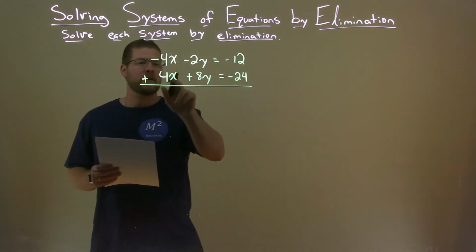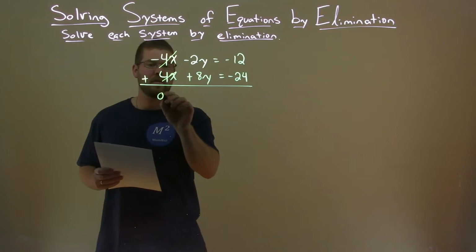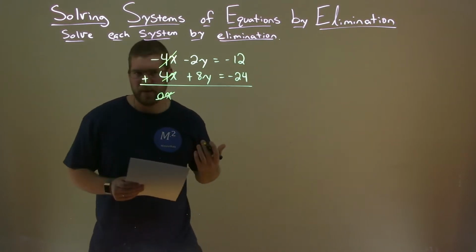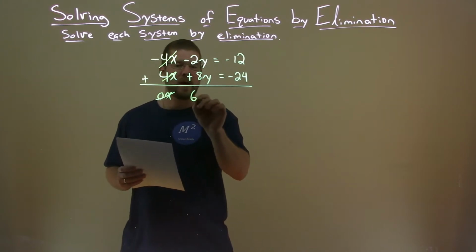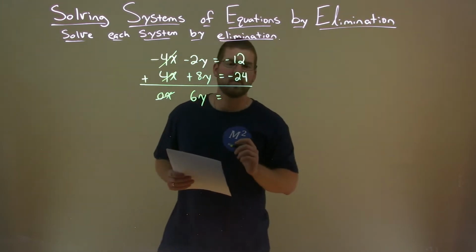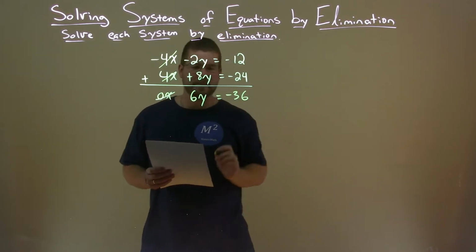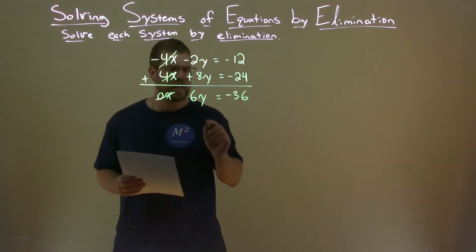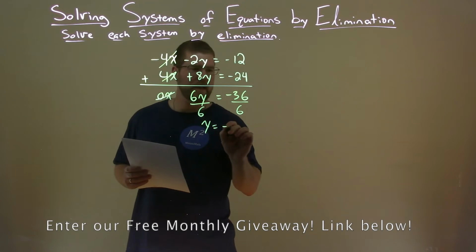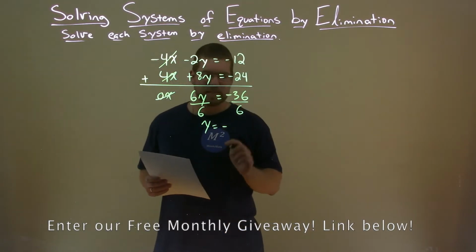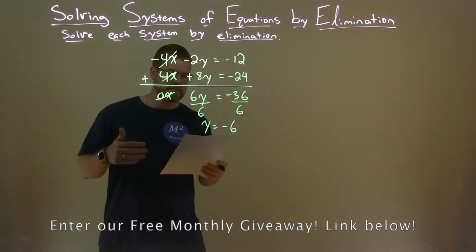We have minus 4x plus 4x, that eliminates the x's, giving us 0x, right? Which we don't really need to write. Negative 2y plus an 8y is a positive 6y, and negative 12 plus a negative 24 is a negative 36. All right, now we solve for y. Divide both sides by 6 here, and we get y equals negative 36 divided by 6 is a negative 6. So our y value is negative 6, and we need to now find the x value.